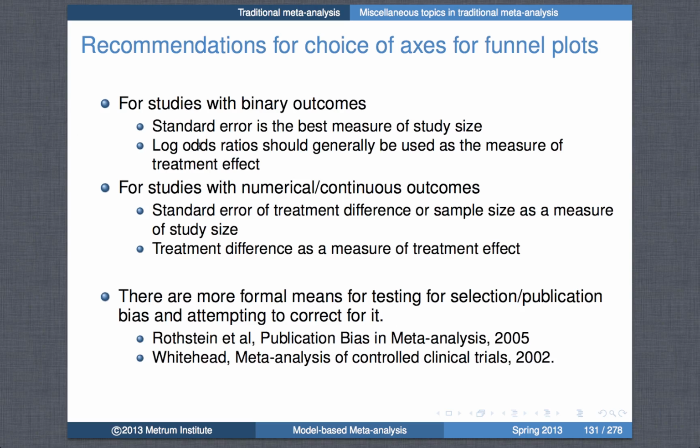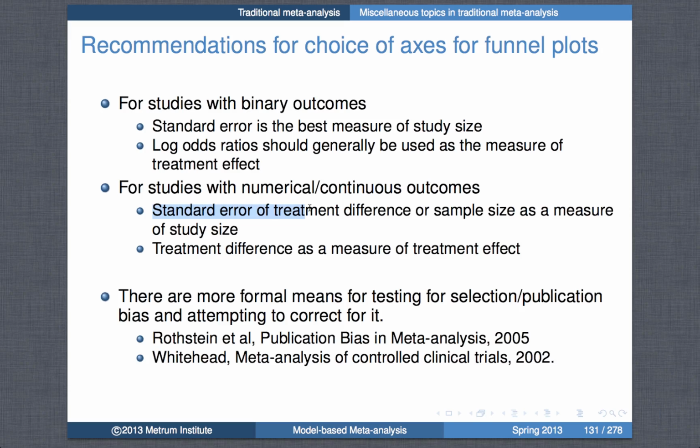So in that case, the measure of treatment effect would be the log odds ratio, and the measure of study size or measure of information would be the standard error of the log odds ratio. Similarly, if we're working with numerical or continuous outcomes, we might work with the treatment difference as our measure of treatment effect, and the standard error of that treatment difference, or the sample size as a measure of information in that study. I think that's all I'll say about that.